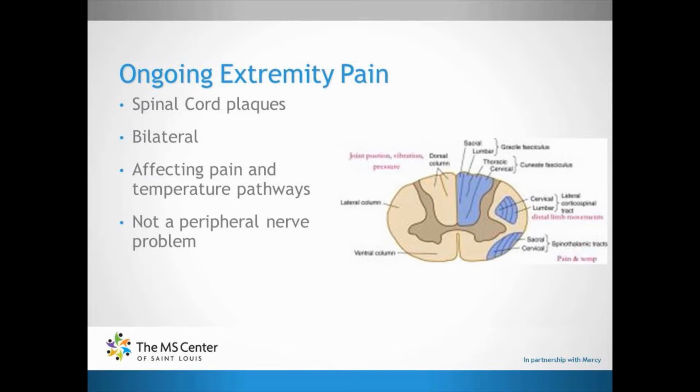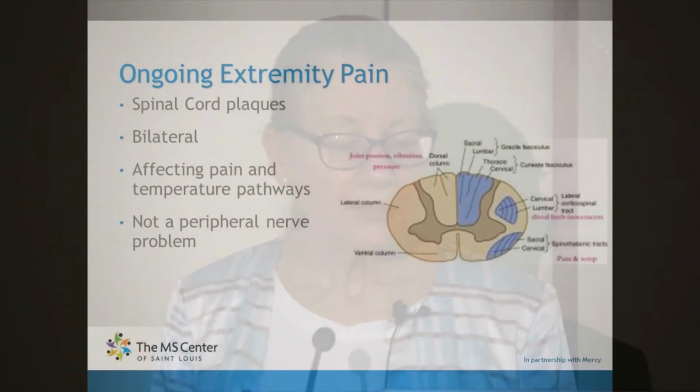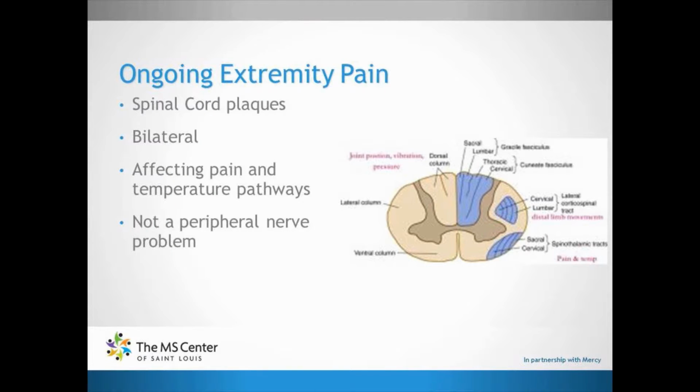The central nervous system is made up of the brain and the spinal cord. The brain has, we now know because somebody counted them, 86 billion neurons. Each one of those neurons has a long fiber that goes down through the brain and into the spinal cord, and then hooks up with other nerves that go to the arms and the legs. So the spinal cord is a big, long messaging route from the brain, with messages going to the arms and the legs. When you have plaques or MS lesions in your spinal cord on both sides, it often contributes to this extremity pain, because it affects pain and temperature pathways.